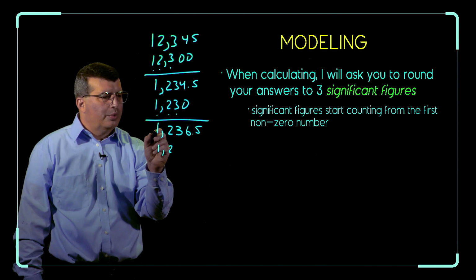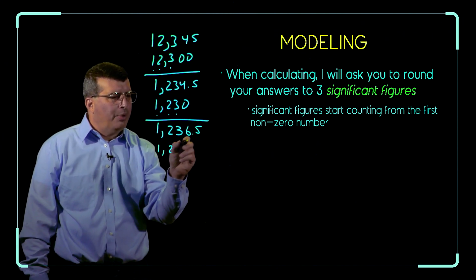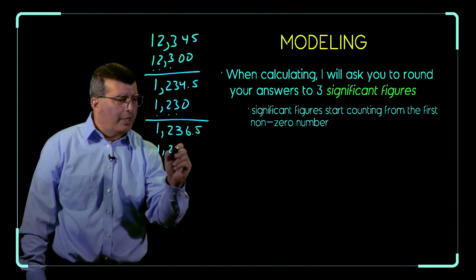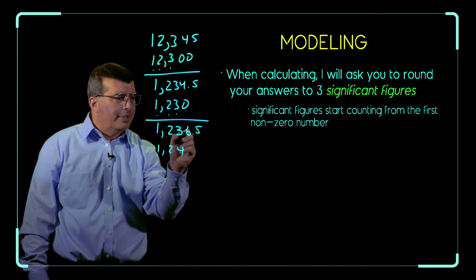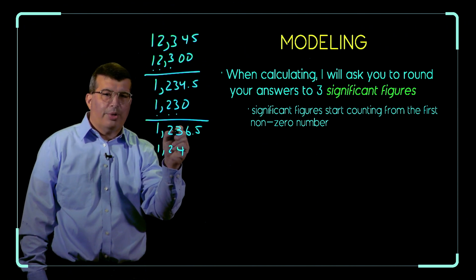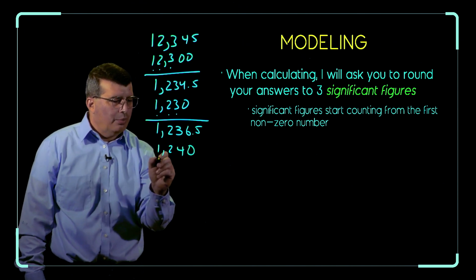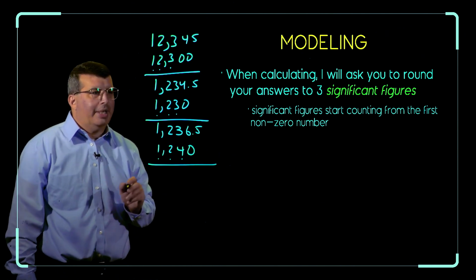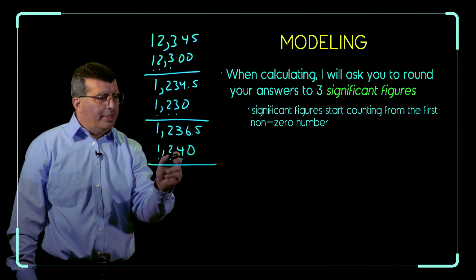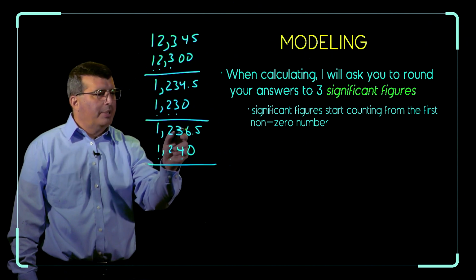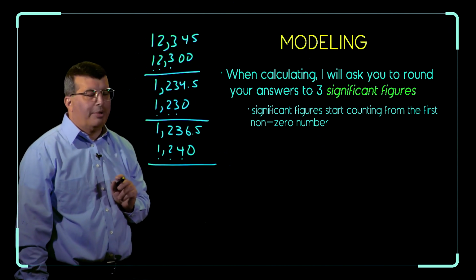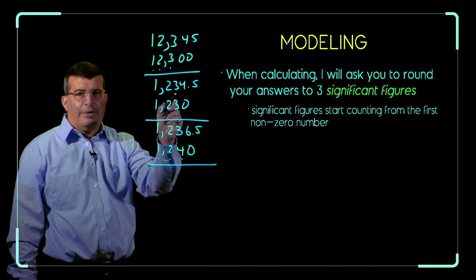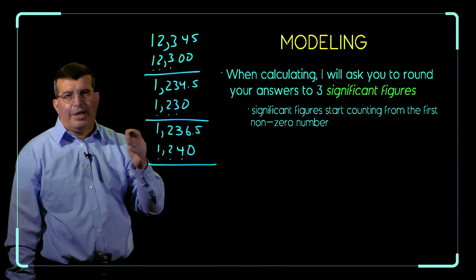Okay, so 1,236.5 would round off to 1,240. Since this 6 is above 5, we would round up. We would round this 3 up to a 4 and 0. So 1, 2, 3. You're rounding to the tens again, and we're rounding up because my first non-significant figure was above 5. So if the first non-significant figure is below 5, you round down, and if it's 5 and above, you round up.